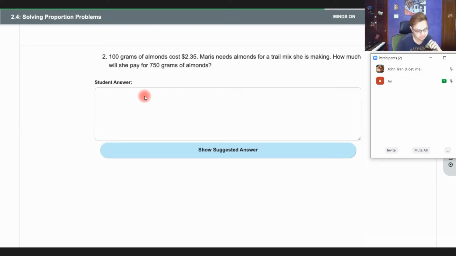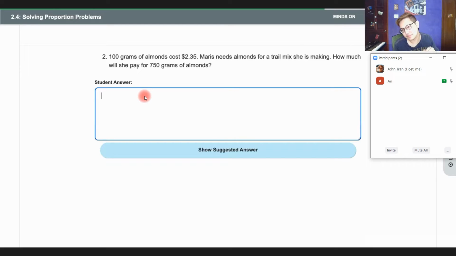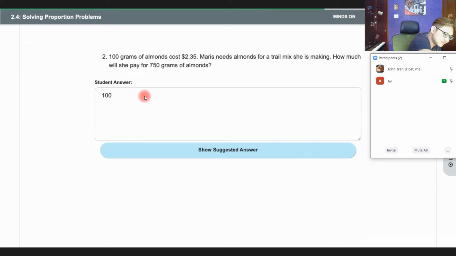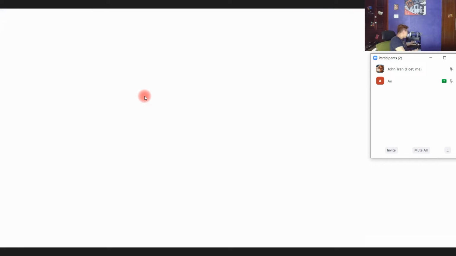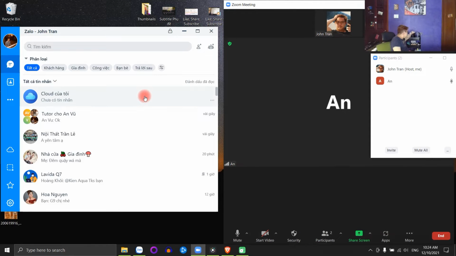So in this, 100 grams is equal to 750, and $2.35 is equal to X. Yeah, but you have to find that X.